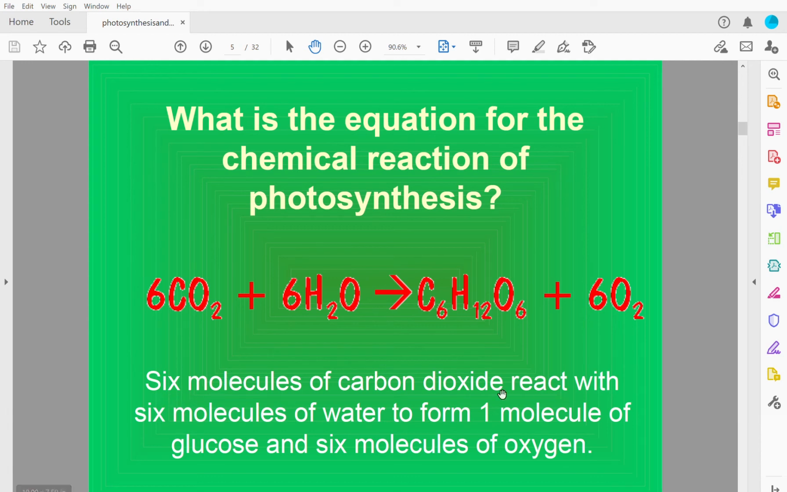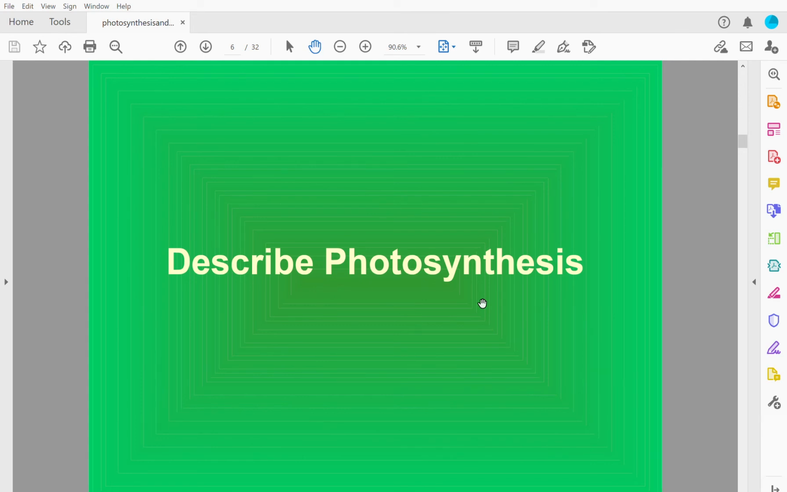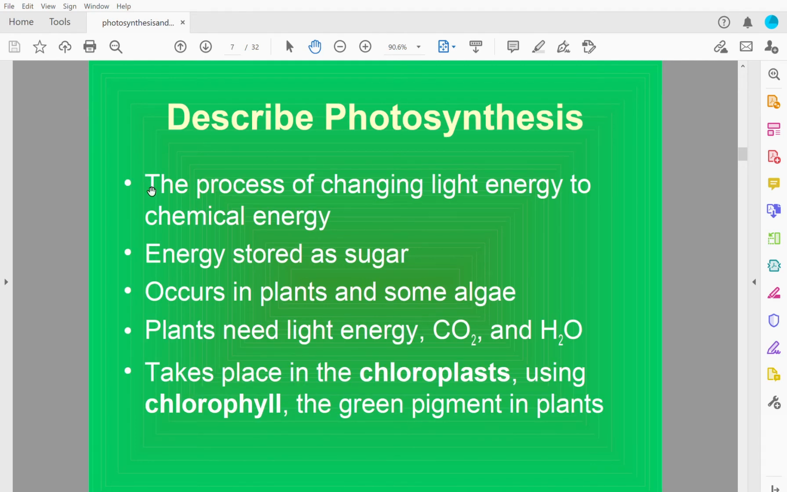So, as we just mentioned, I just told you what that said. Now, to describe photosynthesis: the process of changing light energy into chemical energy. We just said that. Energy is stored as sugar. We just said that. It occurs in plants and some algae, anything that's green pretty much. Plants need light energy. We said that too. They need carbon dioxide and water. Talked about that as well.